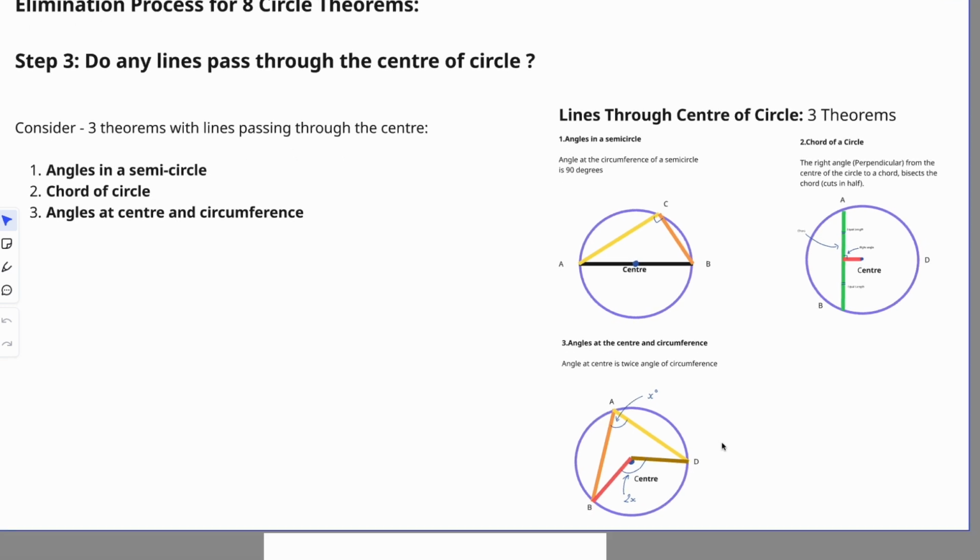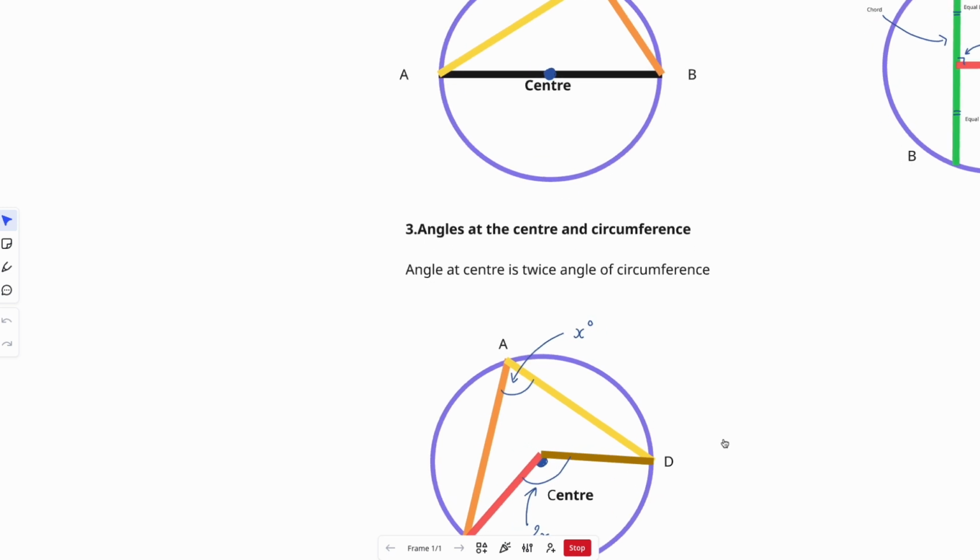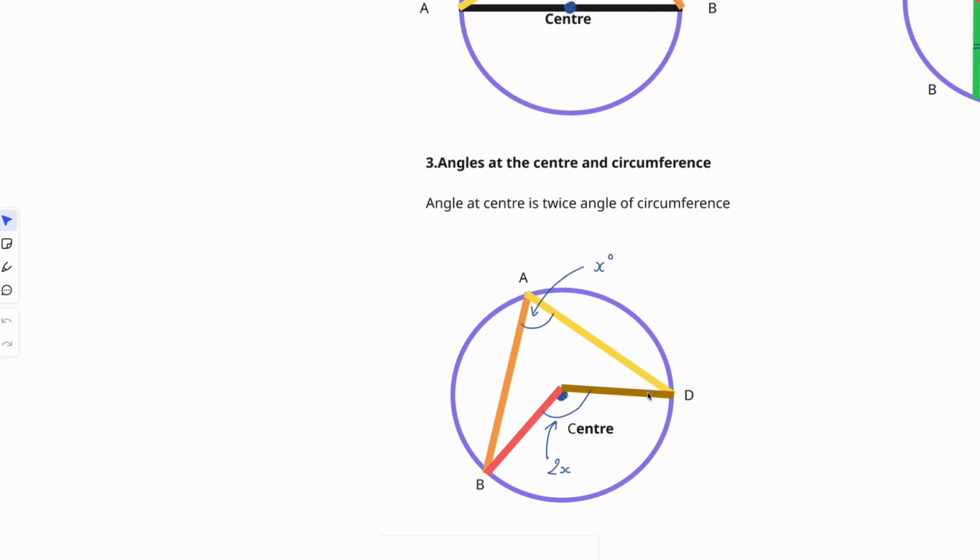In this theorem, the angle at the center is twice the angle at the circumference. In this case, you have to think about having a 4-sided shape, 1, 2, 3, 4, but where 3 of the vertices A, B, D are touching the sides of the circle, and the 4th vertex is at the center of the circle.